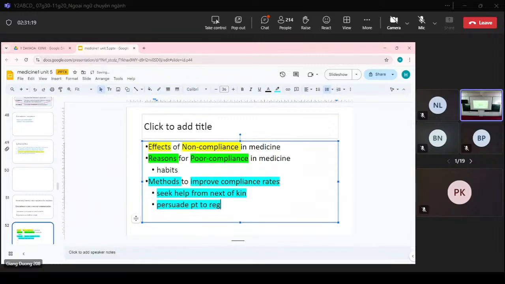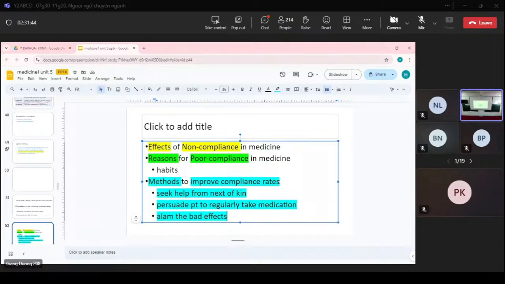about the consequences of not taking medication regularly. Maybe I think that is enough. Yes.